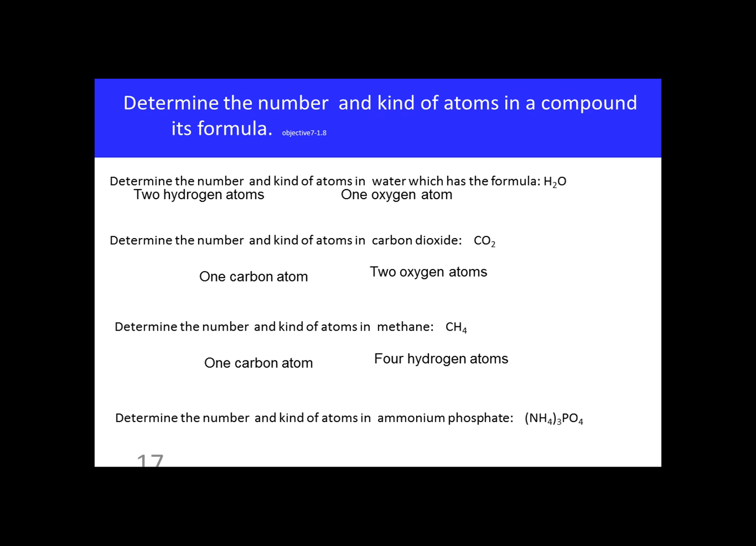All right, the compound ammonium phosphate, (NH4)3PO4. In this one, it's a little more complicated. Notice the parentheses encapsulate the NH4, and there's a subscript outside of that, a 3. That 3 means you have 3 of the ammonium ions, or 3 of the NH4 ions. So that means you have 3 nitrogens, not just 1, and you have 3 times 4, which is 12 hydrogens. So there are 3 nitrogen atoms, 12 hydrogen atoms, 1 phosphorus atom, and 4 oxygen atoms.